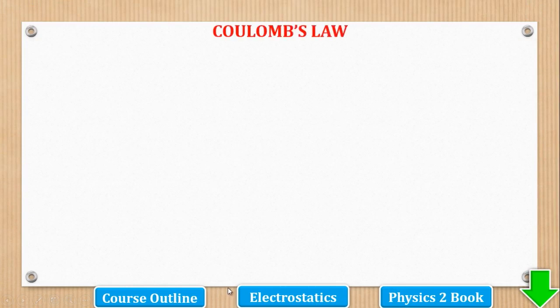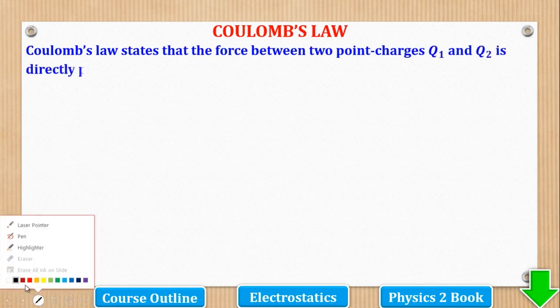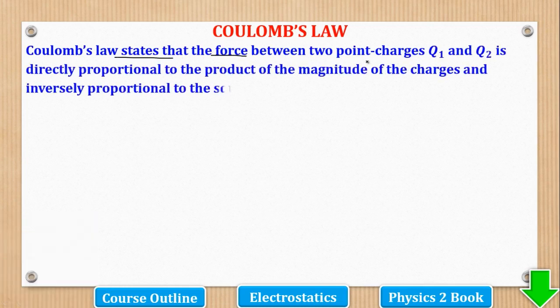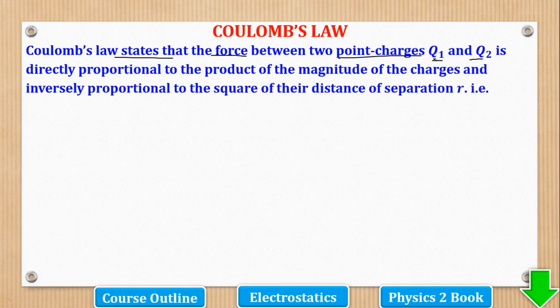So now let's start with our topic of Coulomb's law. Coulomb's law states that the force between 2 point charges, Q1 and Q2, is directly proportional. So this word directly has to be seen. Most students want to write only the word proportional, which is not okay. So directly proportional to the product of the magnitude.